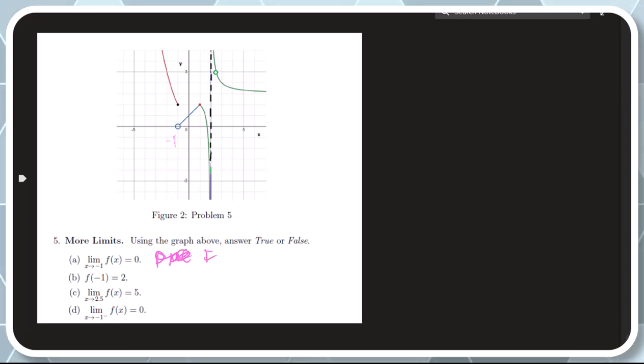F of -1 equals 2. That is true because that's where the solid dot is.